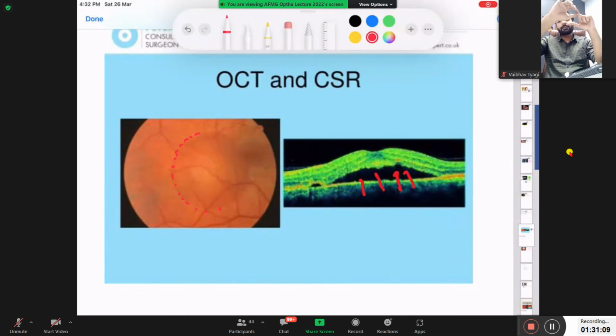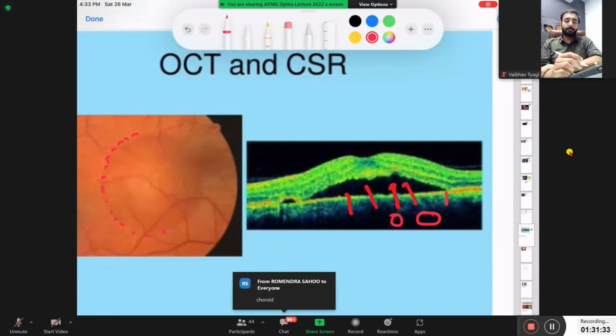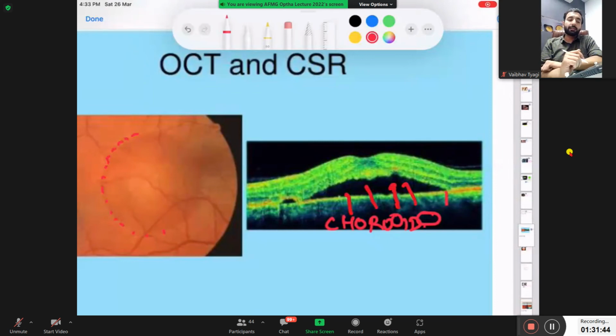Now, what happens in CSR? Which layer is present beneath this RPE? In the OCT also, beneath the RPE, beneath the retina, which layer is present? Choroid, right? This is choroid. Choroid contains your choriocapillaries.